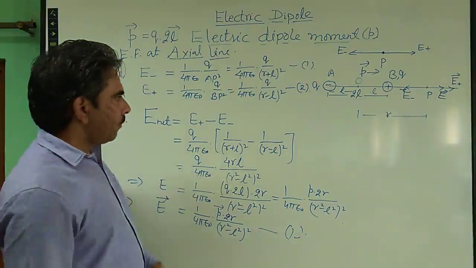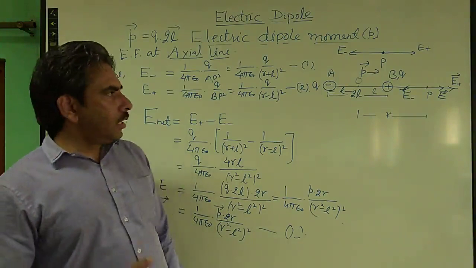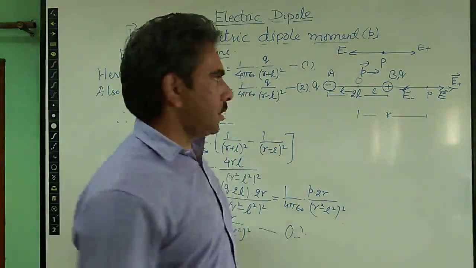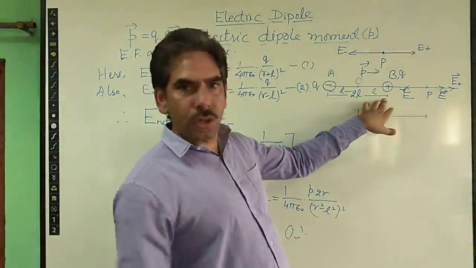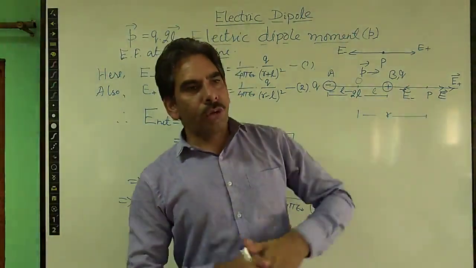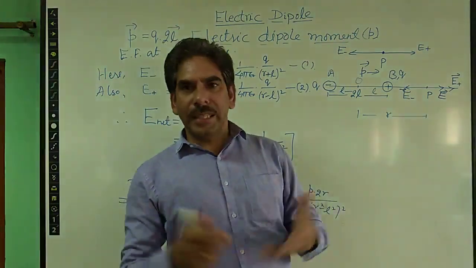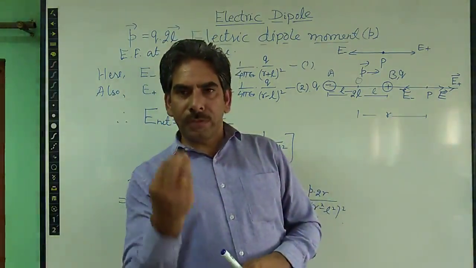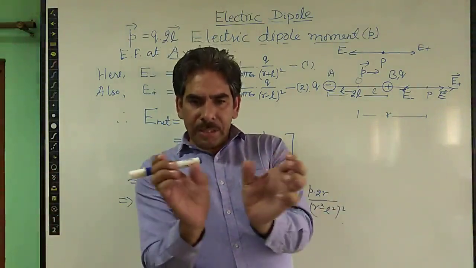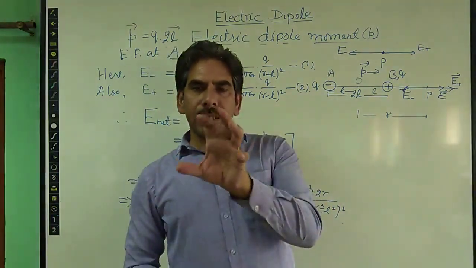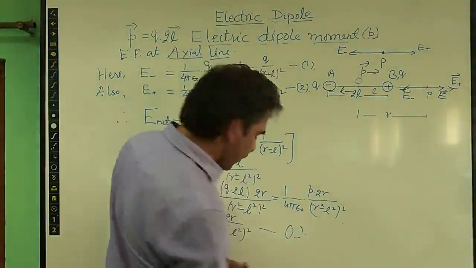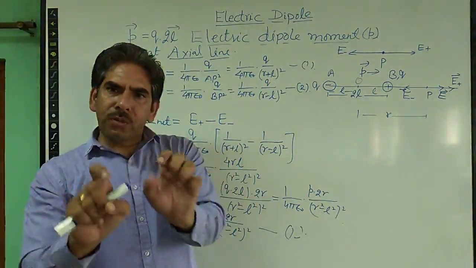One more interesting thing to know is that the ideal dipole has a very short length and stronger charges. These two charges are of stronger magnitude and the length of the dipole is very short. Just like the molecules of water, ammonia or HCl, these are simple examples of electric dipoles which have two equal and opposite charges separated by some very short distance. So that dipole is called an ideal dipole. So for an ideal dipole, the length L becomes very short.